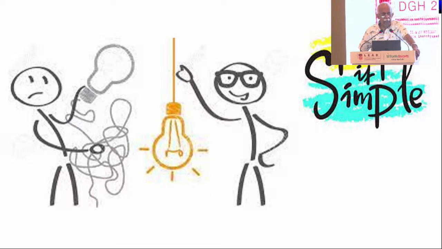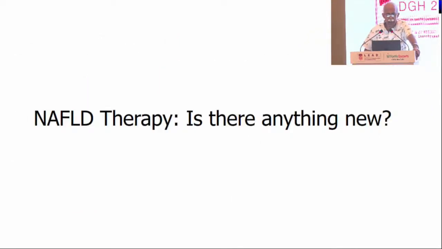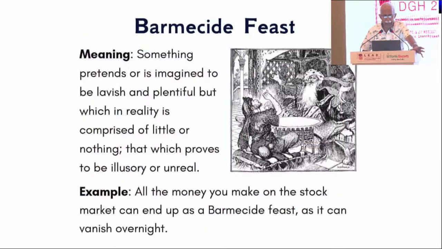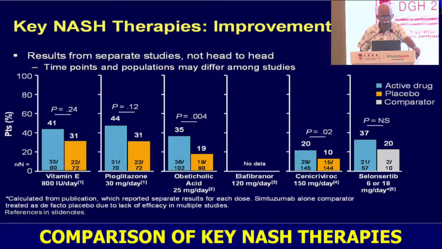Now to therapy. Therapy is very simple. Is there anything new in therapy? What we have is a Barmicide feast. For those who don't know what a Barmicide feast is, I thought everyone knew, but then when I started asking, I realized something. You have plates served and a guy comes, nothing inside the container. He just serves you like this. It's empty and you pretend to eat. That is what a Barmicide feast is. It's from the Arabian Nights.